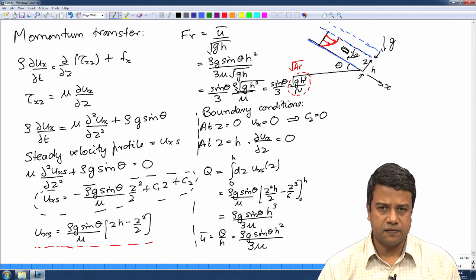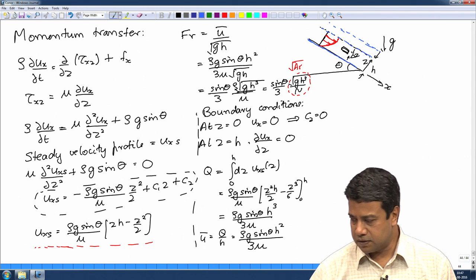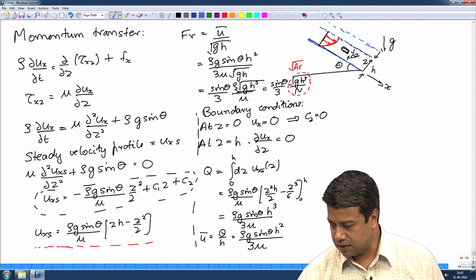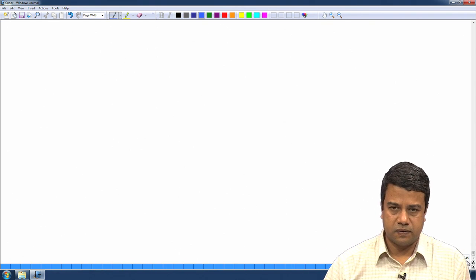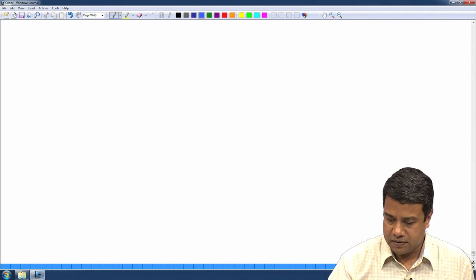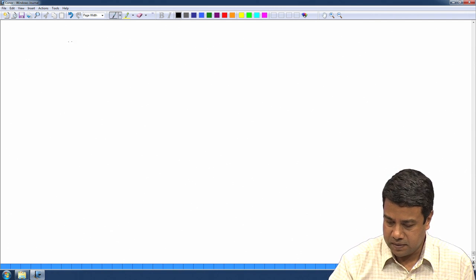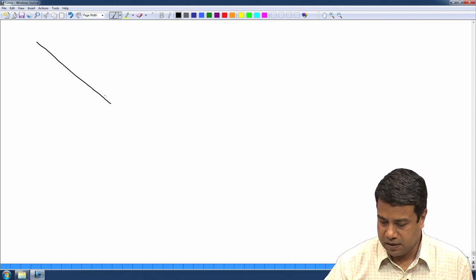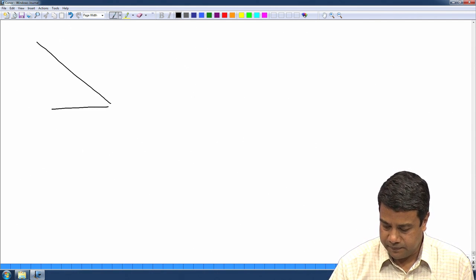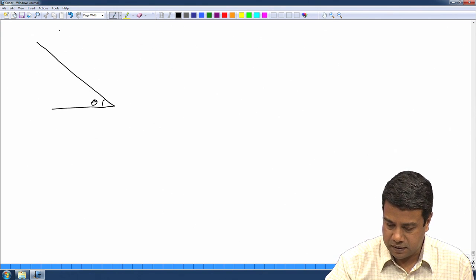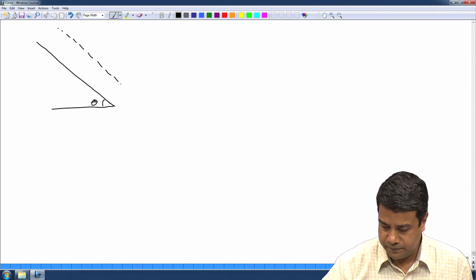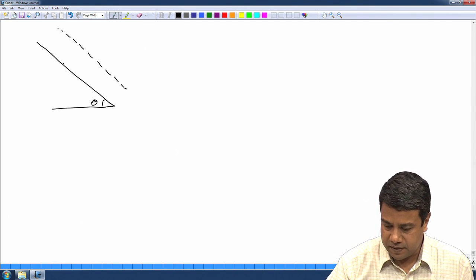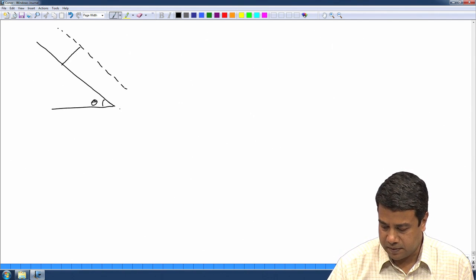So, that was for a steady flow. One could also think of the developing flow. In that case what you would think of is a problem of the following type. I have an inclined plane, inclined at some angle theta, and I have a film that is flowing down this inclined plane.